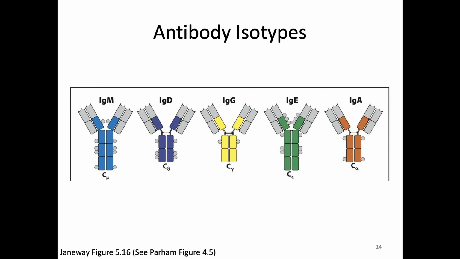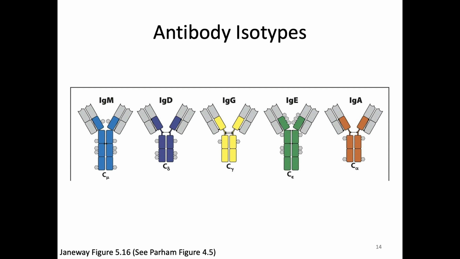This might not make sense now, so I'm going to say it and just believe me, and we'll get to exactly what I mean by it later. IgM is encoded by a gene called the mu gene, or C mu. Mu is the Greek letter for M. IgD is encoded by C delta. IgG is encoded by C gamma. IgE is encoded by C epsilon. IgA is encoded by C alpha. And then in each case, it's the Greek letter that corresponds.